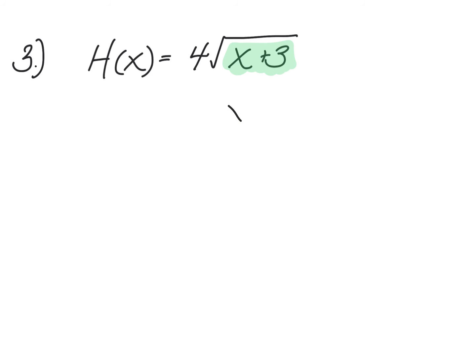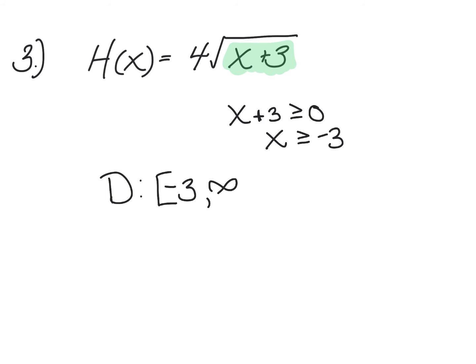So again, if I just take my radicand, the x plus 3, I don't need to worry about that coefficient of 4 and say that it's got to be greater than or equal to 0. Subtract 3, I recognize that x has to be greater than or equal to -3. So my domain would be -3 to positive infinity.